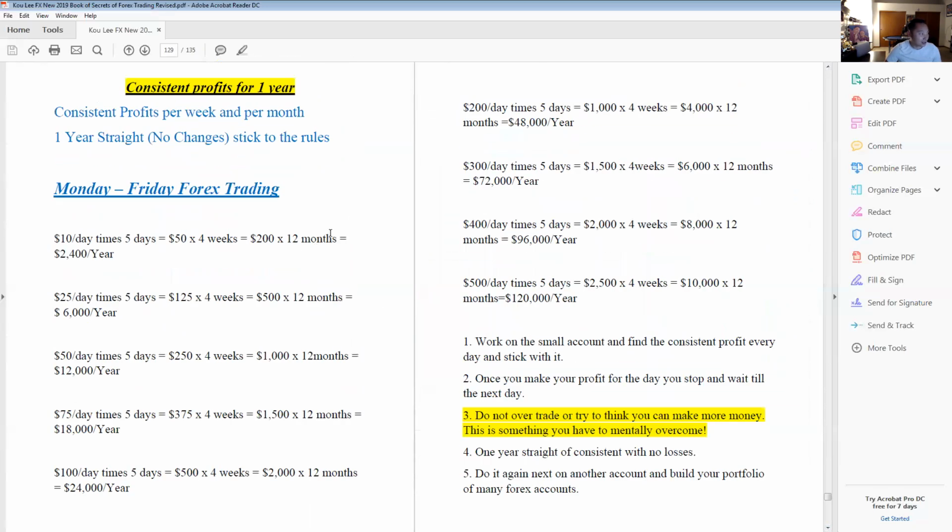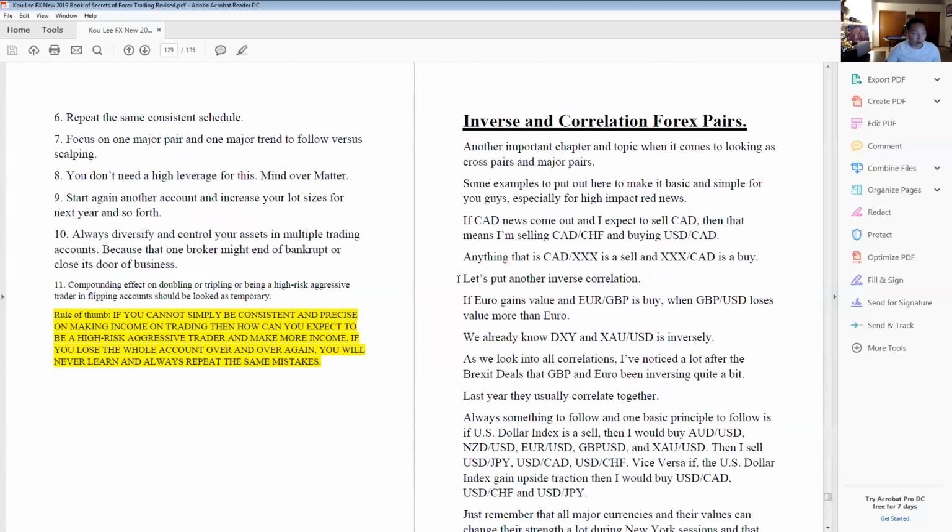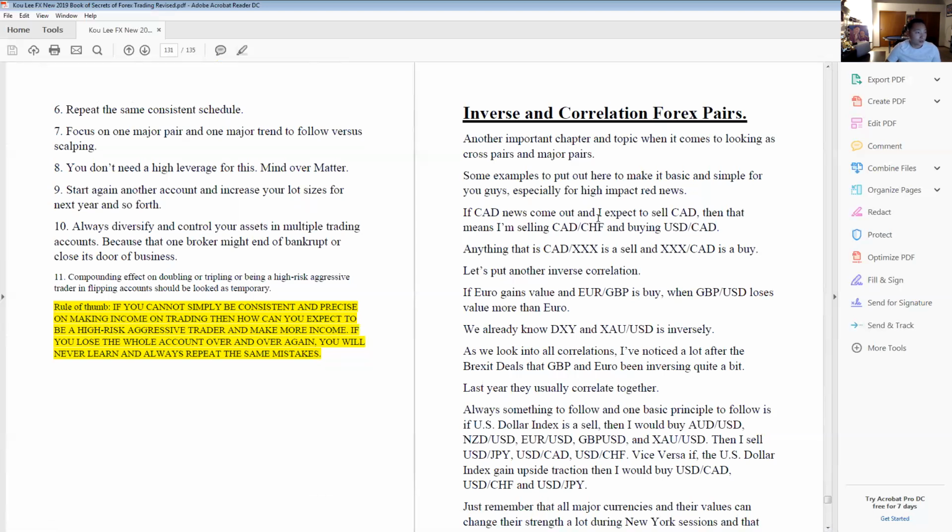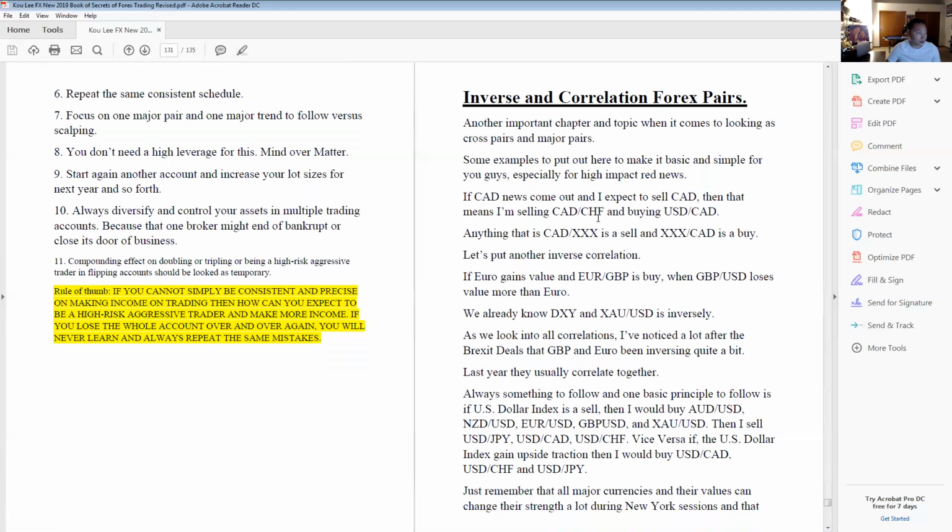Yep, I put this here. This is something to reference. Please stay consistent first before you start acting aggressive. Can't stress that enough. It says it right here, rule of thumb: if you cannot simply be consistent and precise at making income on trading, then how can you expect to be a high-risk aggressive trader and make more income? If you lose the whole account over and over again, you will never learn and will always repeat the same mistakes, which is very true. I learned that the hard way within the first 6 months.